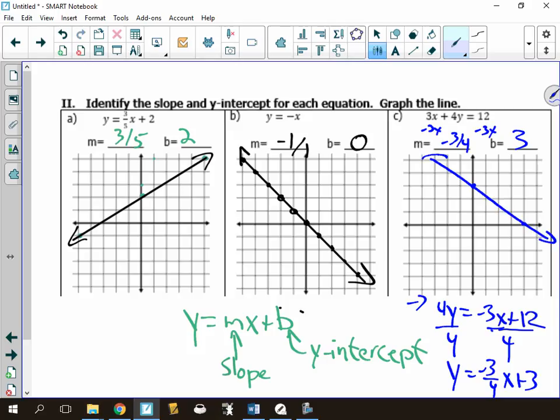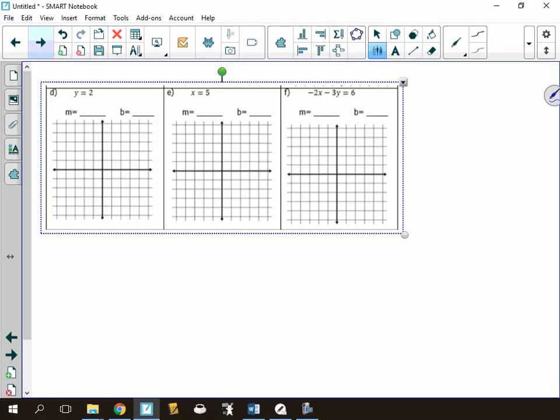And I won't even use a straight edge. Now the other way you could have done this is you could plug in 0 for x and then you could also plug in 0 for y and find the x and y intercepts, plot them, and draw the graph that way. That is also a valid strategy. Either way, you'll get the same graph. All right, for the next one.